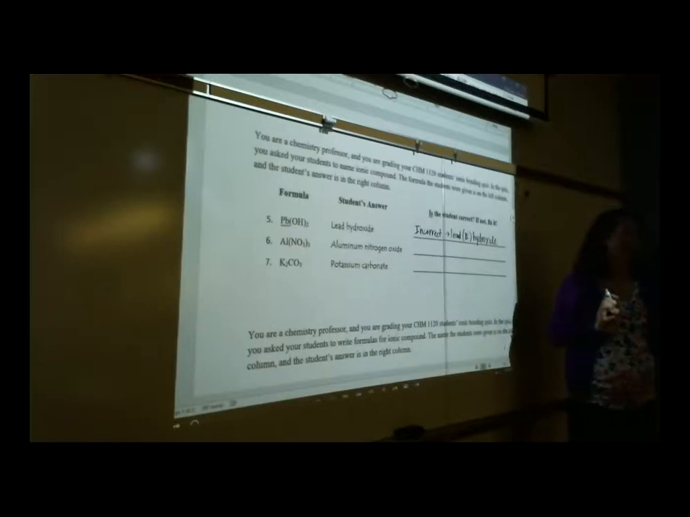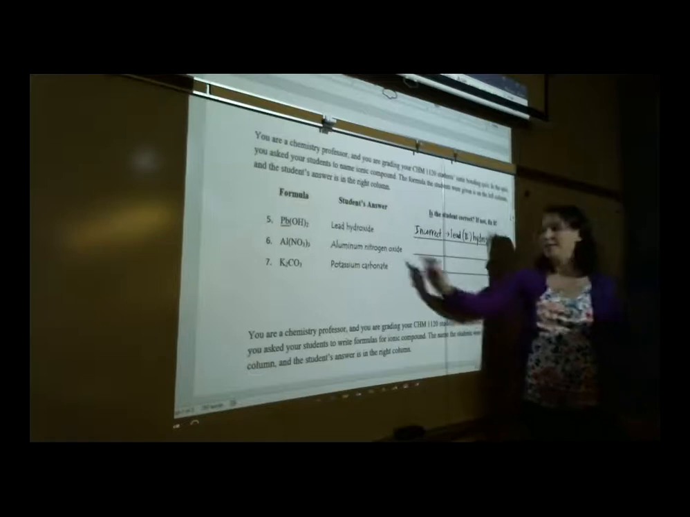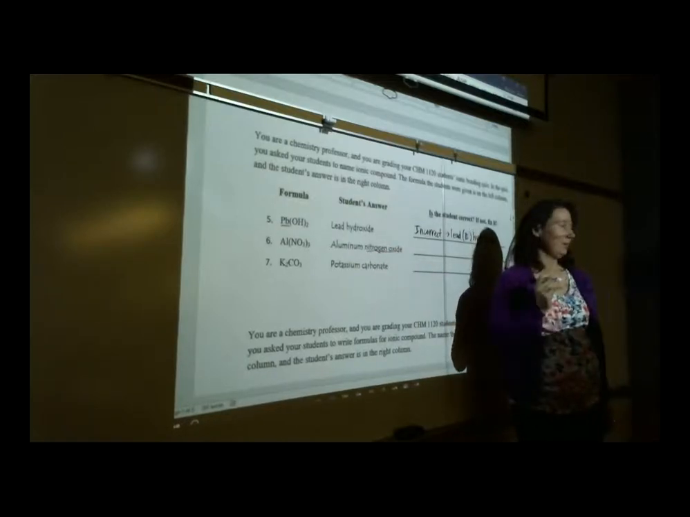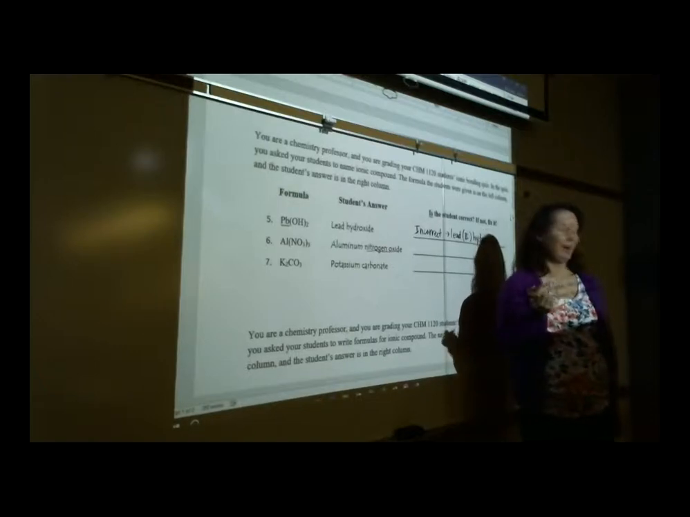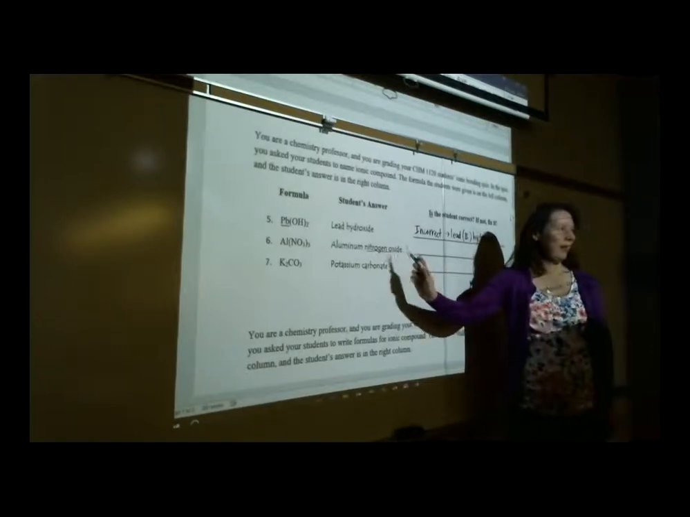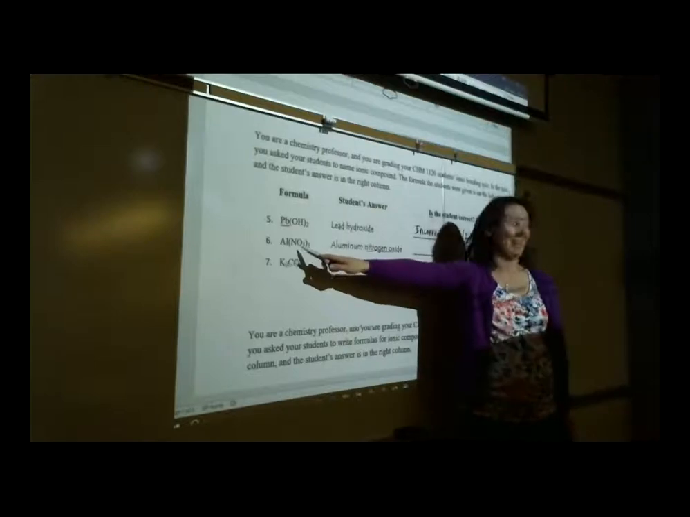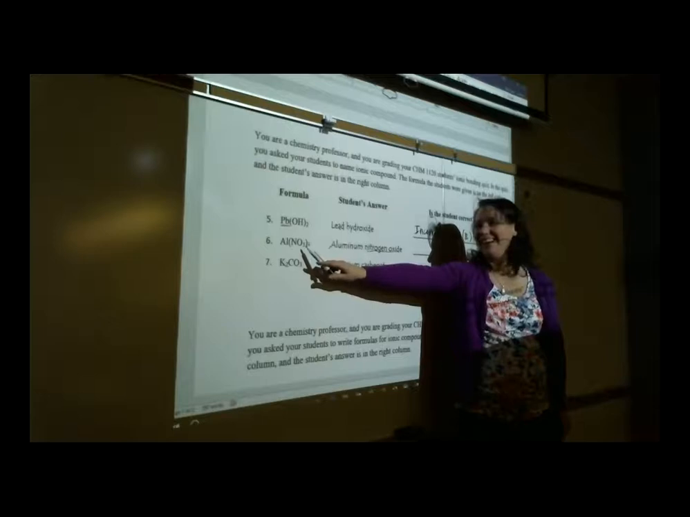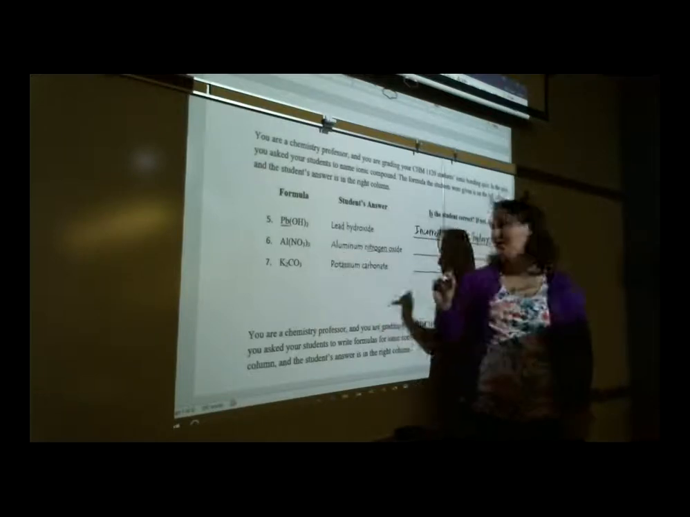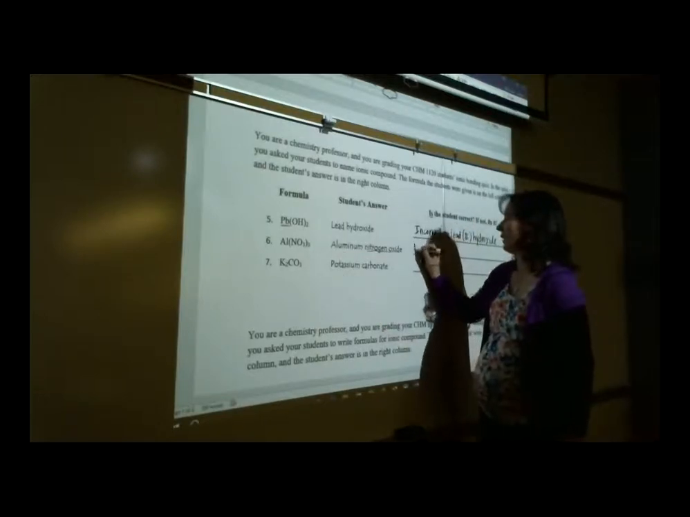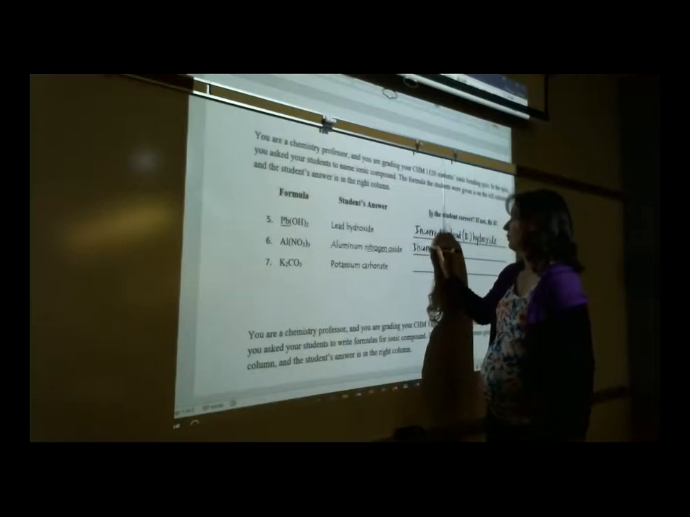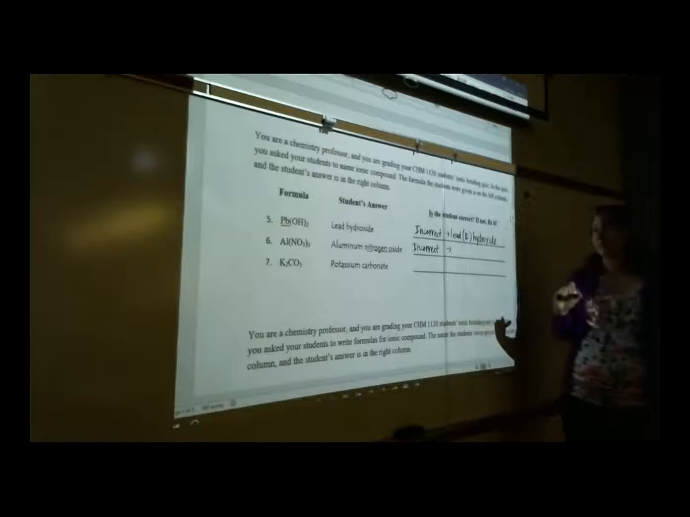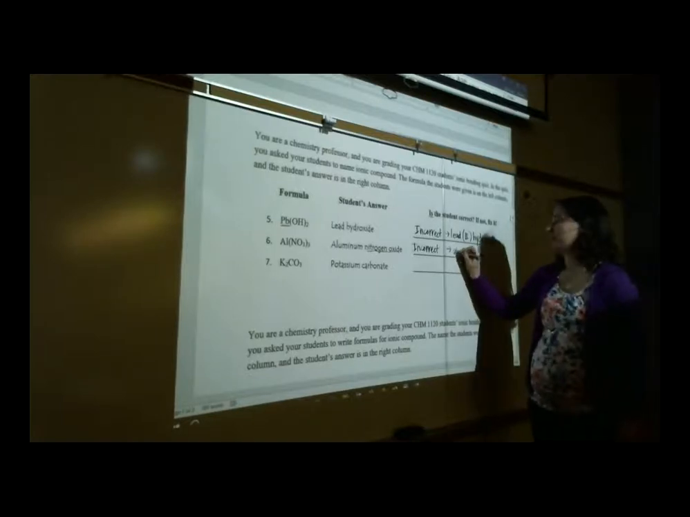Okay, 6. Aluminum nitrogen oxide. Correct or incorrect? Incorrect. When I see this, that tells me you haven't memorized your polyatomic ions. Because when I see this business, that tells me you don't know what that is, and so you're trying to just do your best to fudge it. So that is incorrect. What's the correct name? Aluminum nitrate. Good.